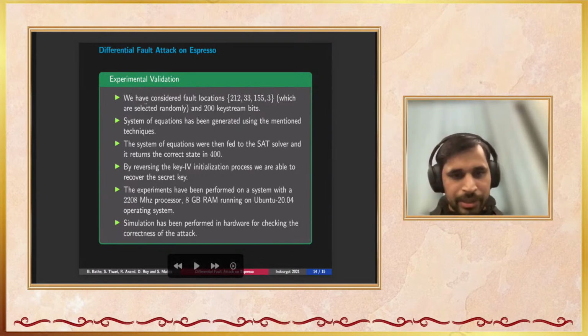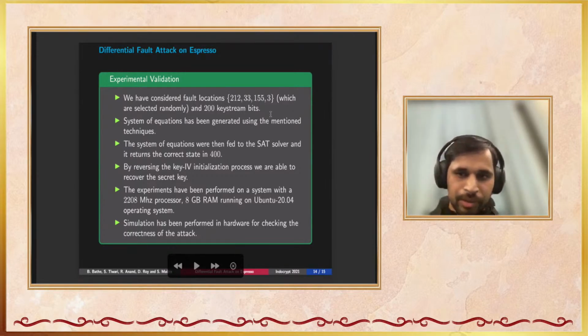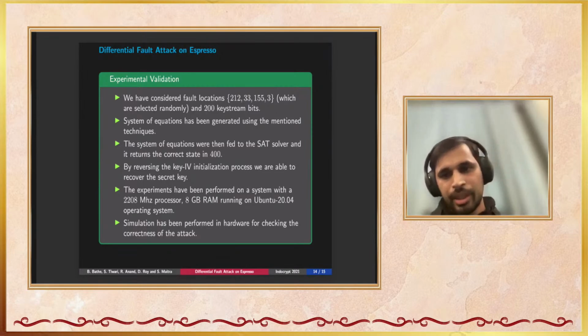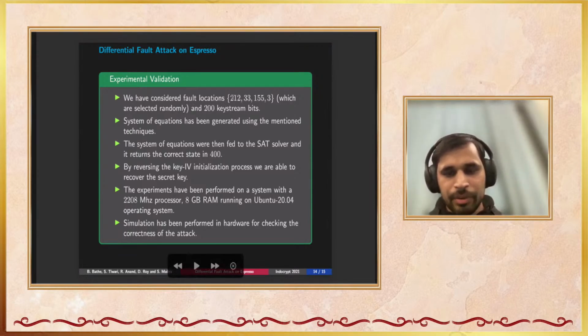In our experimentation, we considered fault locations. We injected 4 faults at locations 212, 33, 155, and 3 out of the state bits, which start from 0 to 255, and these are selected randomly. This is one of those fault locations, and we used 200 key stream bits. The above mentioned techniques were used to derive our system of equations.